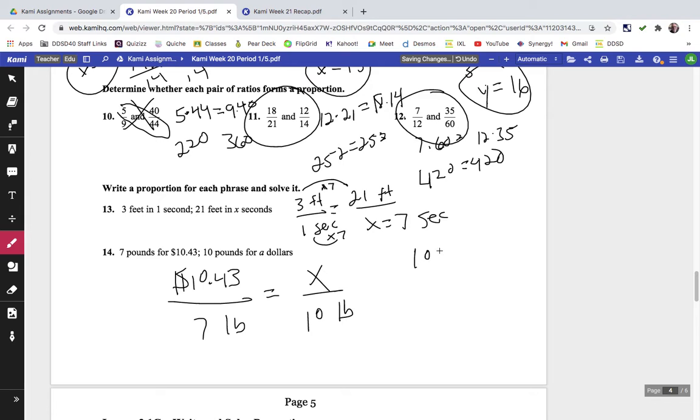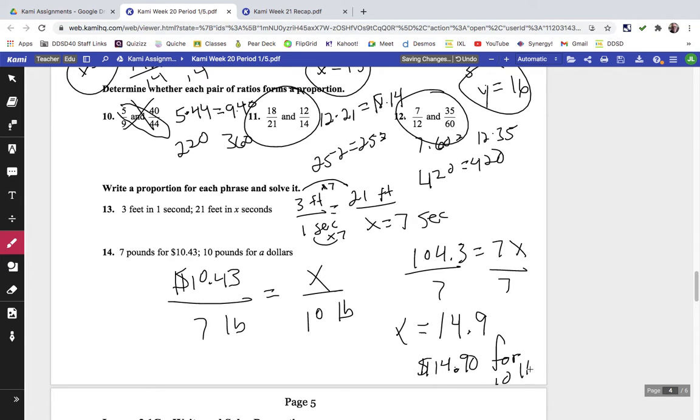So that's 104.3 equals 7x divided by 7. I got that 104.3 by just multiplying by 10. 104.3 divided by 7 equals 14.9. X equals 14.9. So that is $14.90 for 10 pounds.